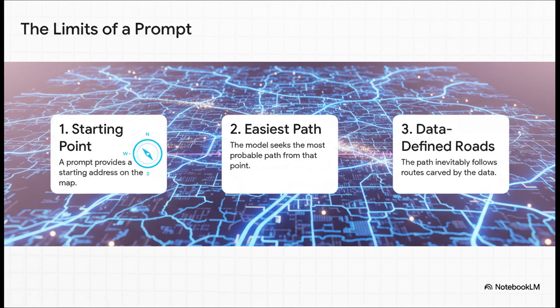When you give a model a prompt, you're essentially just giving it a starting address on this giant map. You're dropping a pin. From there, the model's job is to find the most probable path, the easiest walk to an answer. But that path is totally constrained by the terrain that already exists. It's going to snap to the biggest, busiest highway paved by the data, and that highway leads to the densest, most statistically likely neighborhood. It literally can't walk where no path exists.